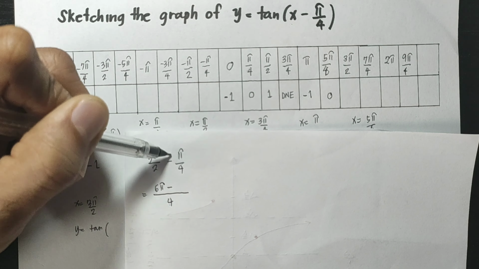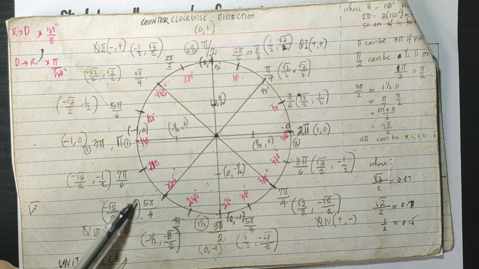Using our unit circle, where can you find the 5 pi over 4? It's in here. And the tangent of that, using the coordinates y over x, they are the same, and even the sign, they are the same, so that is positive 1. So you will write positive 1.